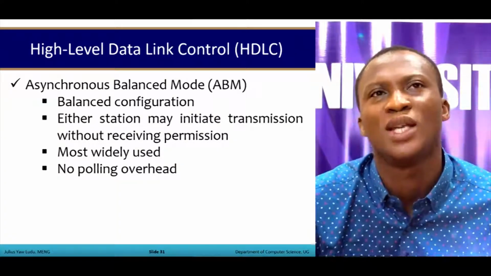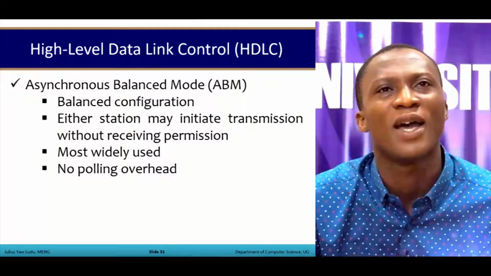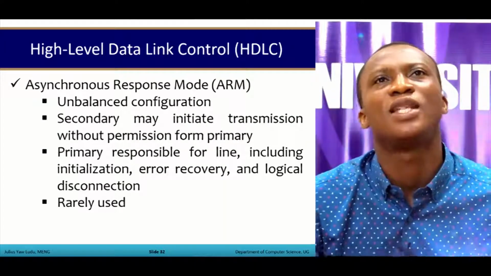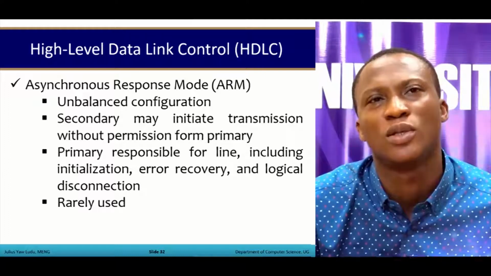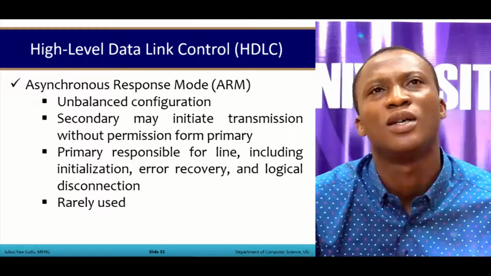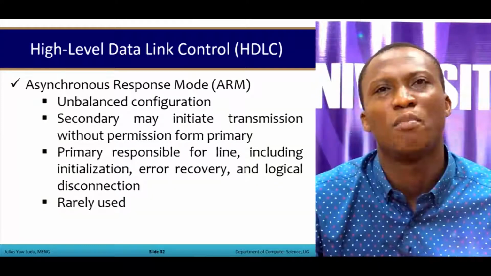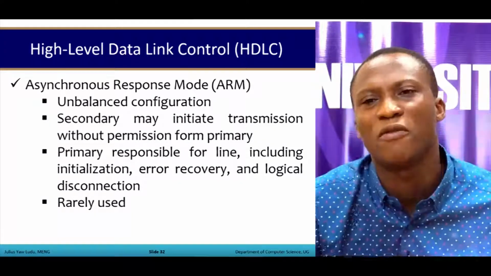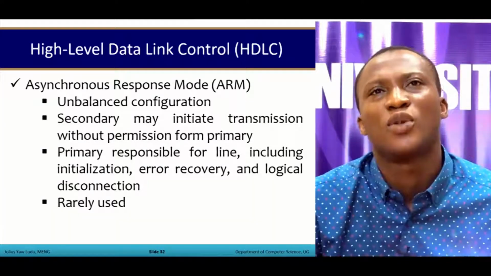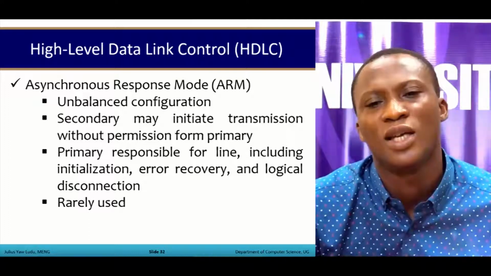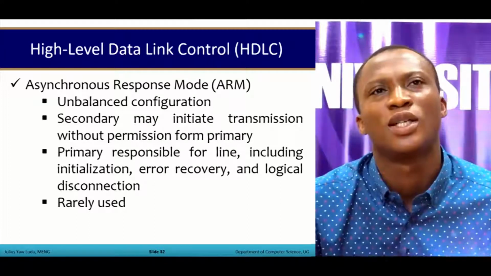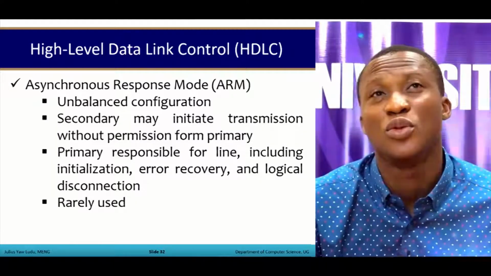This is most widely used. No polling overheads are used here. Then we have the asynchronous response mode. This one also uses the unbalanced configuration. Here the secondary may initiate transmission without permission from the primary, and the primary is responsible for the line, including initialization, error recovery, and logical disconnection. This is rarely used anyway.